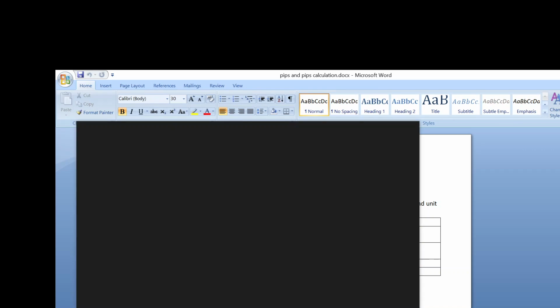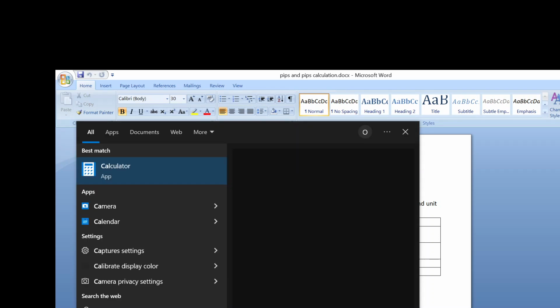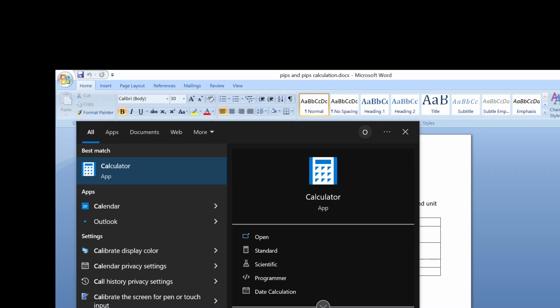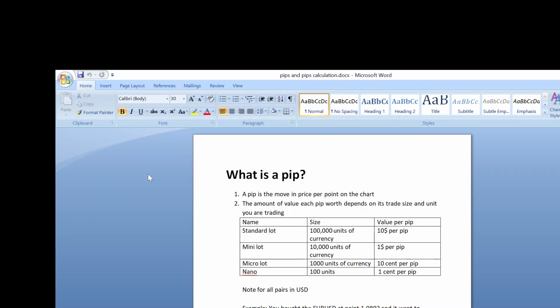Today we'll be looking at pips and pips calculation. What is a pip? Pips simply means point in price. It's as simple as that, point in price. So it's necessary, as a trader, that you understand how to calculate pips.